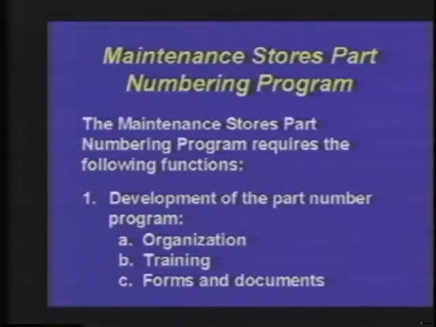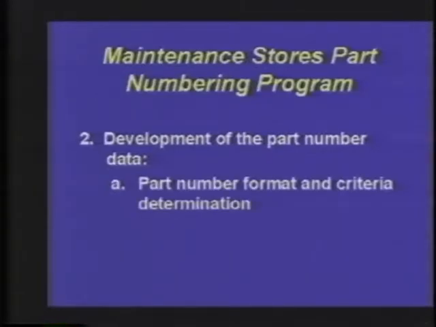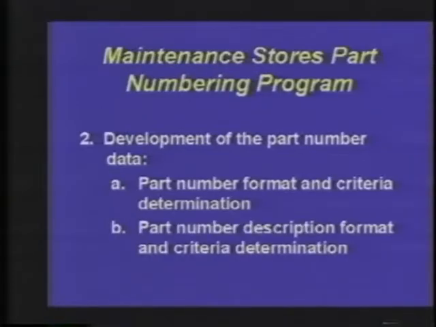And then there are various forms and documents that have to be developed and likewise made available to develop the part number and the descriptions for each and every commodity, and then subsequently for each part within the commodity or family. Step number 2 is to develop the part number data, and that is the part number format and criteria, and B, the part number description, format, and criteria.